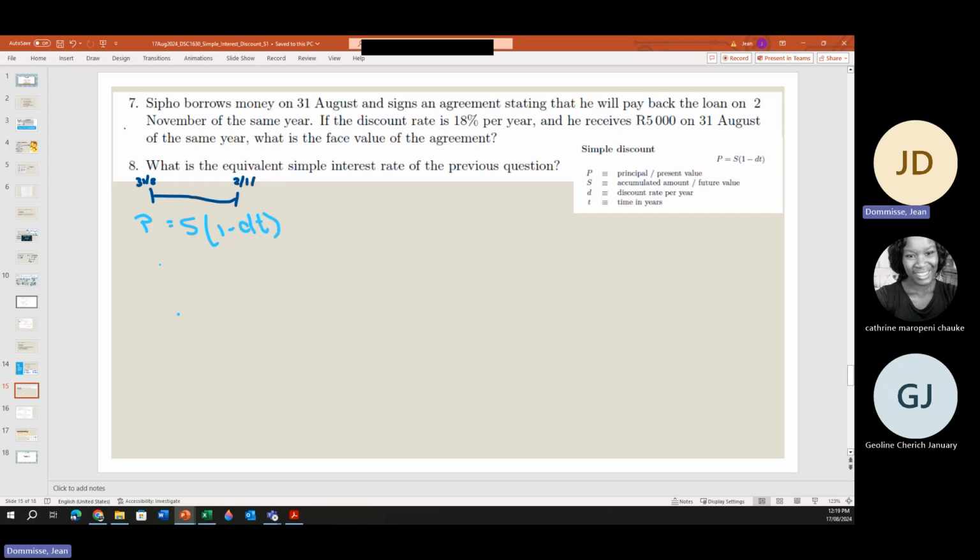Okay, so they tell us if a discount rate is 18%, we don't know yet what T is, but we know there's days, and if it is days, we're going to divide it by 365. And he receives 5,000 on 31st of August of the same year. What is the face value?